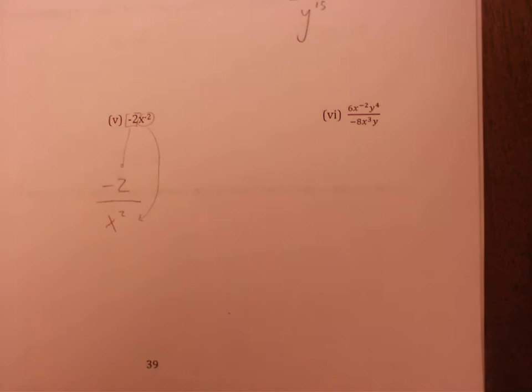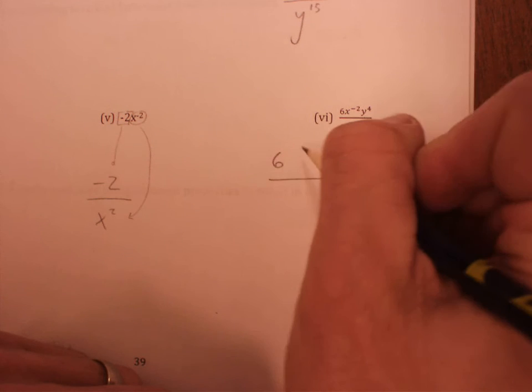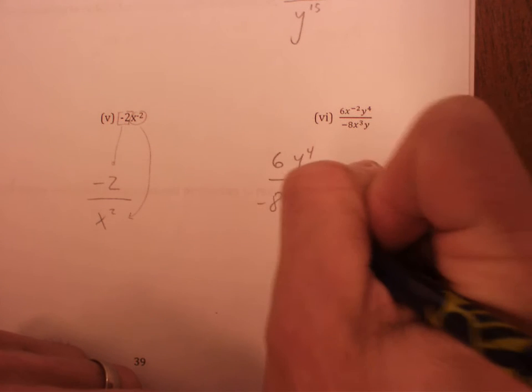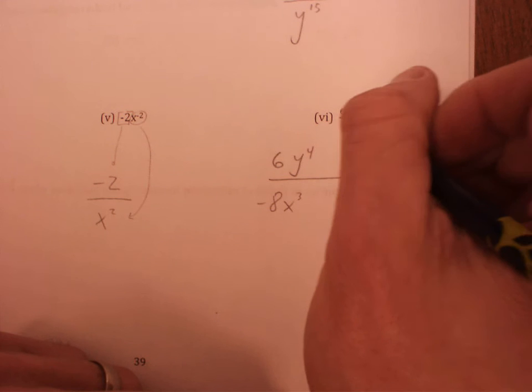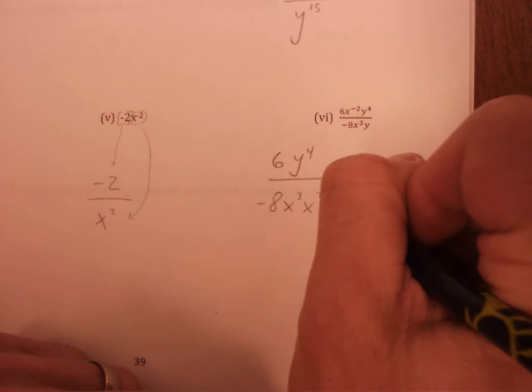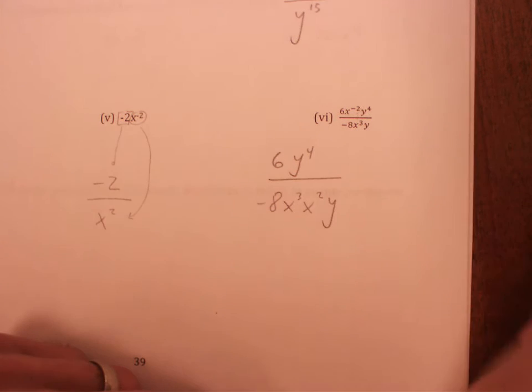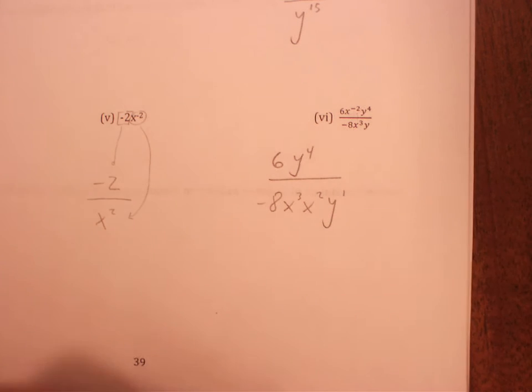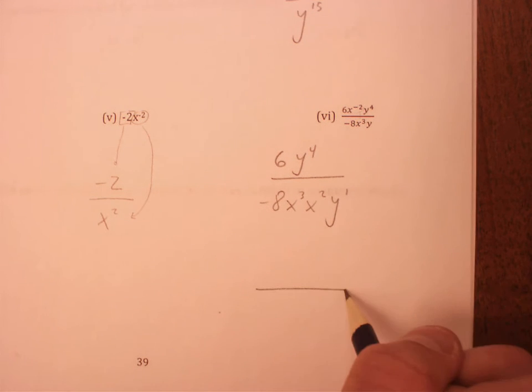All right, big ugly over here on the right. I'm going to move that negative exponent downstairs first before I worry about everything else. So that 6 is hanging out, that y to the 4th is hanging out, that negative 8 is hanging out. I had that x cubed. Oh, wait, that x to the negative 2 is joining the party. It got moved. And that y secretly has a 1, just to remind you, so we're going to do something with that in a second. Okay, fraction line.